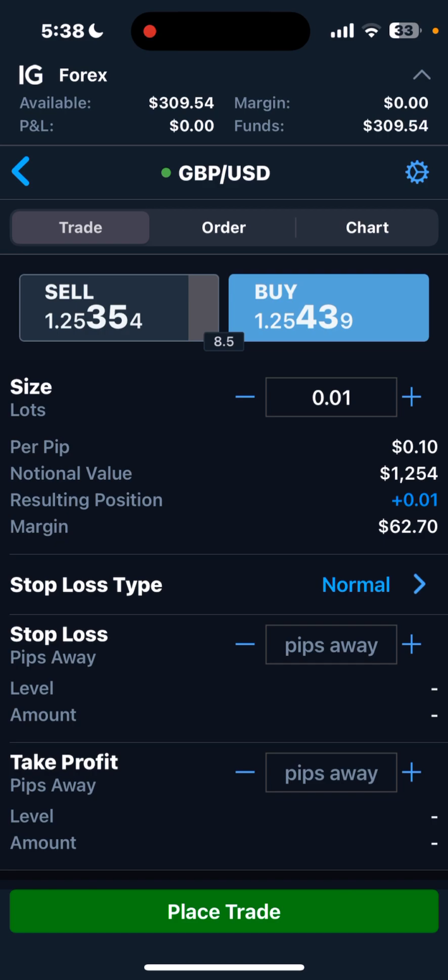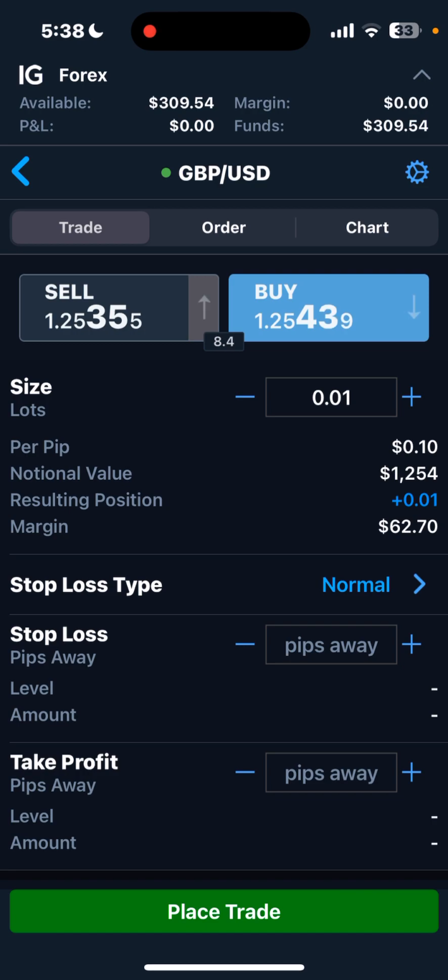So you can see from notional value, that would have a value of $1,254 to equal 1,000 British pounds. Now you can also see that the per pip price now is 10 cents. So if it went from the current 44.1 to 45.1, you would have made 10 cents. And the same thing going down. If it went down a pip, you would lose 10 cents.